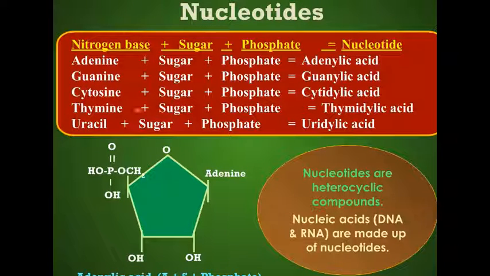Now, when this nitrogen base, the sugar and the phosphate combine together, then you have something called a nucleotide. These are generally heterocyclic compounds. This is basically the RNA and DNA, that is ribonucleic acid and deoxyribonucleic acid, which is found in your body, right? So what are the nucleotides? They are adenylic acid, guanylic acid, cytidylic acid, thymidylic acid and uridylic acid. This is what you finally have.